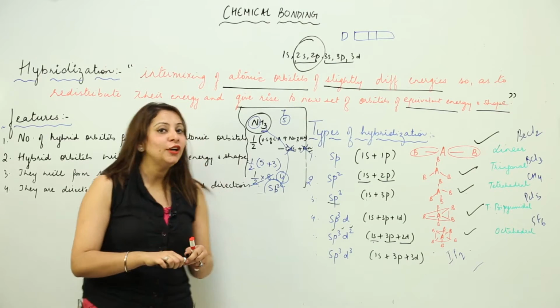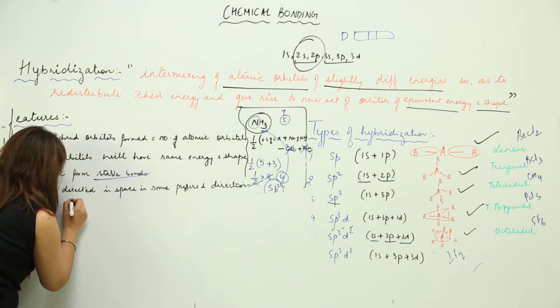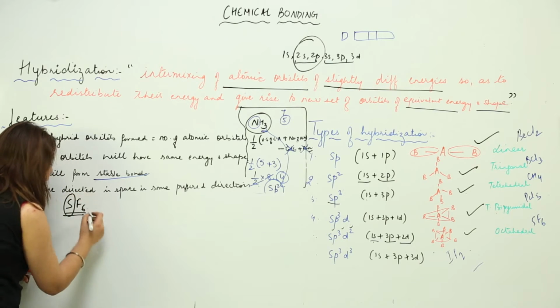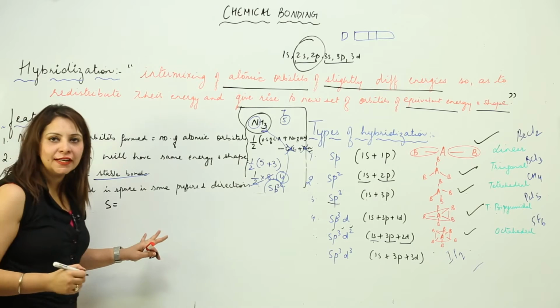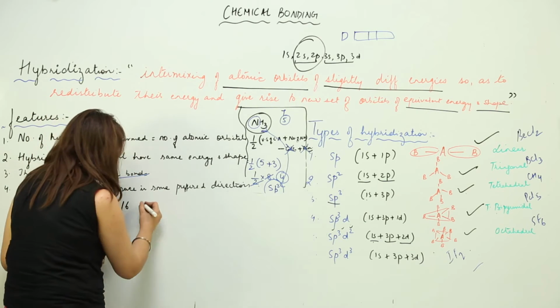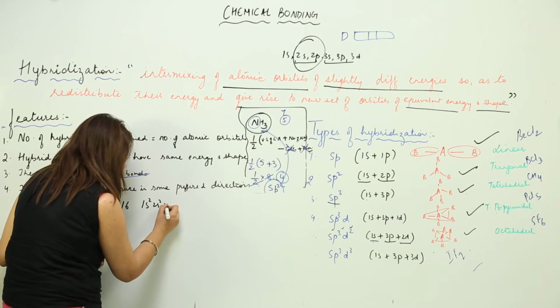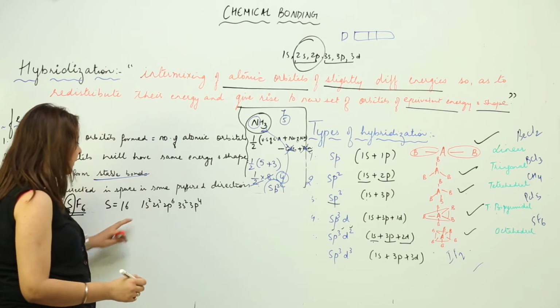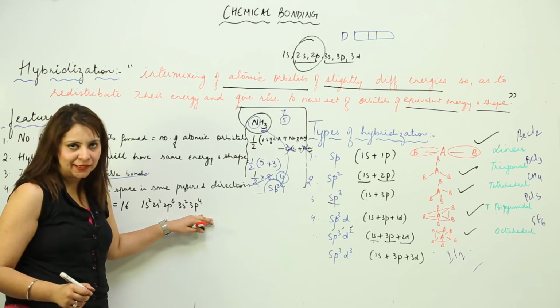Let me show you one more example of hybridization. Let it be SF6. Here the central atom is S, so I am going to write the atomic number for S first. It is 16. Now it is time to write the configuration. So we have 1s2, 2s2, 2p6, 3s2, 3p4, which is 10, 12 and 4, 16.